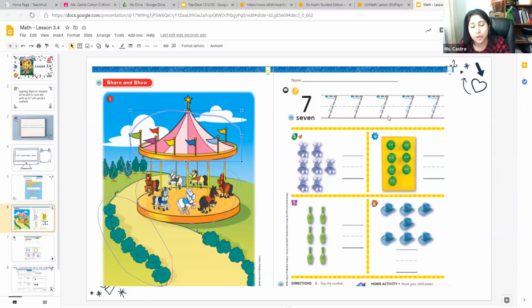All right, boys and girls, on the next page at the top, I want you to go ahead and trace the number 7. And remember, start at the blue dot, go over and down. Start at the blue dot, go across and down. Keep tracing those number 7s all the way till the end.